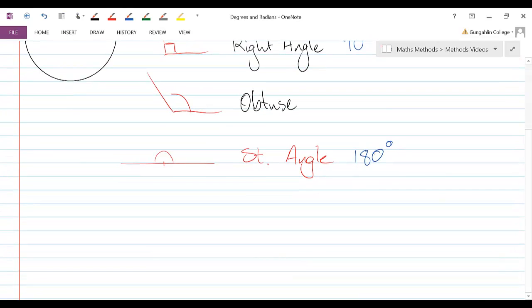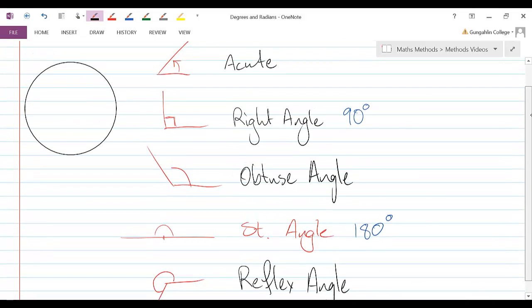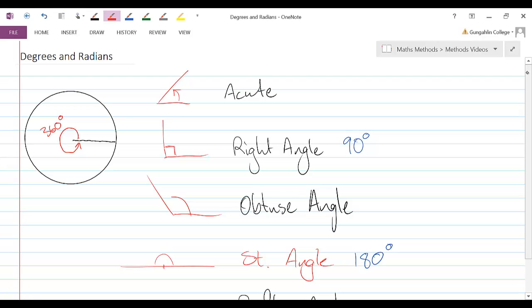And hopefully you're aware that if we have anything bigger than that, so the angle around here, we would have what's called a reflex angle. And that would be bigger than 180 but less than a full rotation. Hopefully also you know that in a full circle we have 360 degrees.